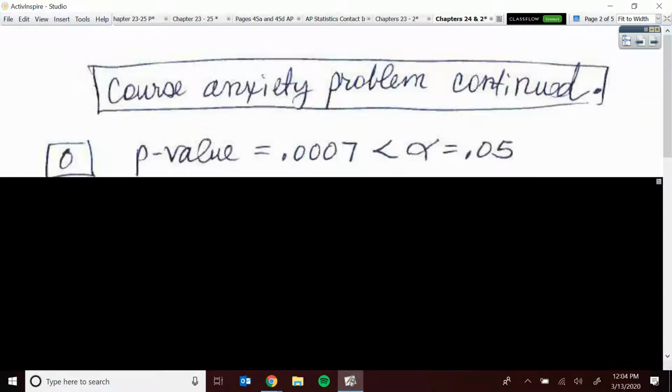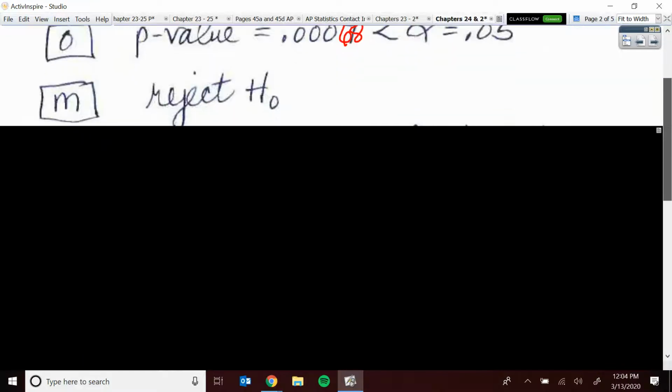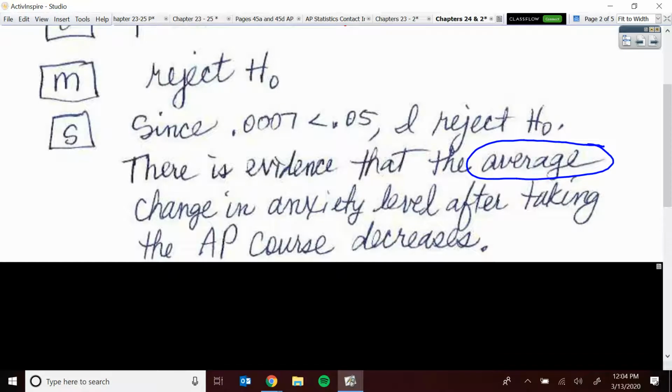I probably should not have rounded this. Should have kept it at 6.8, 2 significant digits. It is less than alpha, so I'm going to reject H0. And there is evidence that the average change, the average difference, the average of the differences, all those kinds of things. But if you say there's evidence that the anxiety level has gone down, that's wrong.